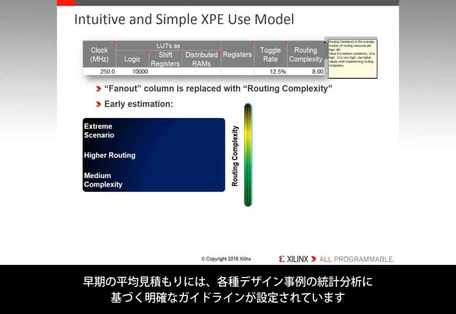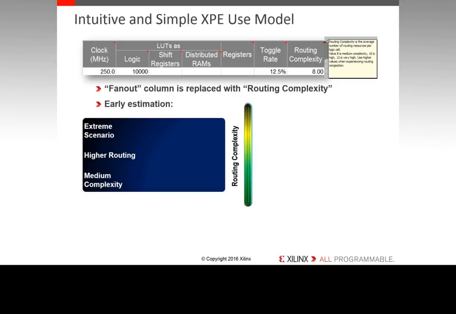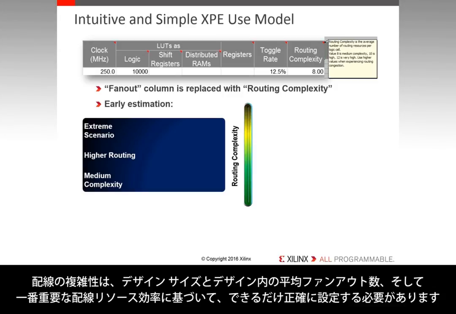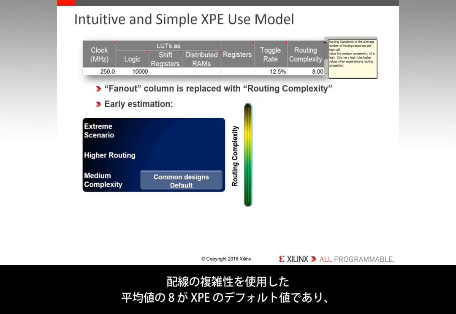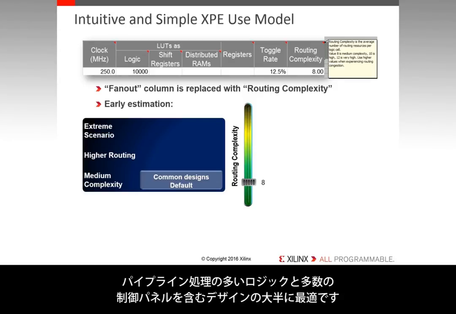However, we have clear guidelines for early averaged estimations based on statistical analysis on various use case designs. Routing complexity needs to be set as accurately as possible based on design size, average number of fan-outs in the design, and most importantly, routing resource efficiency. The average value for routing using the routing complexity unit is 8, and that is what the XPE default is set to. This would be the ideal value for most designs with highly pipelined logic and more controlled fan-outs.